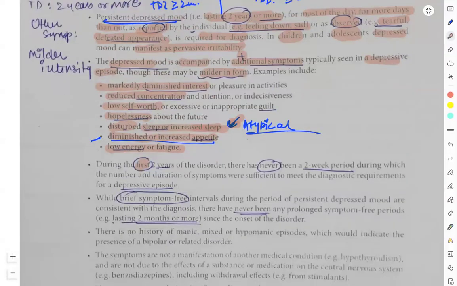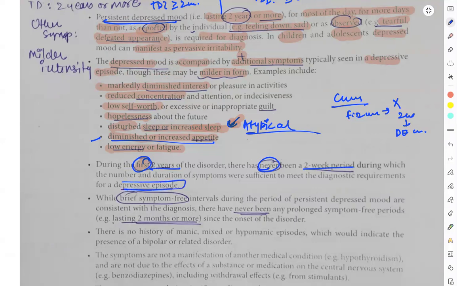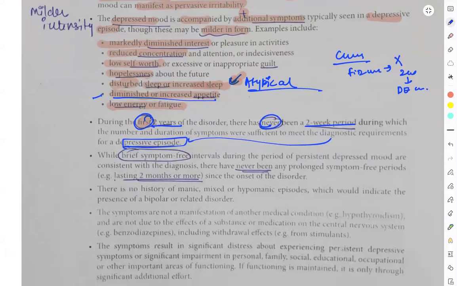There was one more thing. If you remember in cyclothymia, we saw that in the first 2 years, there must never be 2 weeks where depressive episode criteria is met. Similarly, in the first 2 years in dysthymia, there must never be a 2 week period where depressive episode criteria is met. This is important. Okay, only then will you call this patient as having dysthymia.